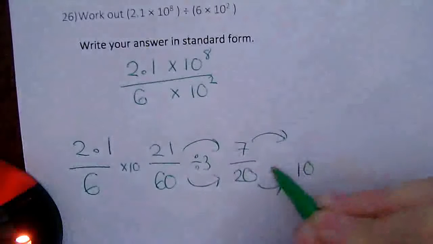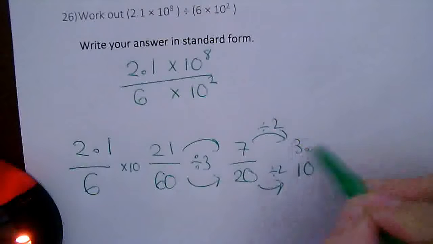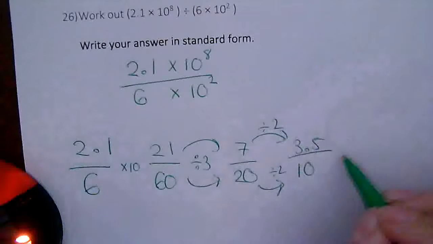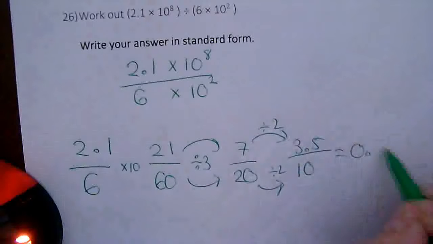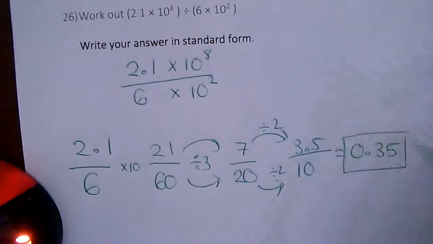So to get it to 10, I half it and I half it. Now, although I've taken it back down to a decimal, that helps because I do know 3.5 divided by 10 is just place value, so that gives me a decimal 0.35. So 2.1 divided by 6 is 0.35.